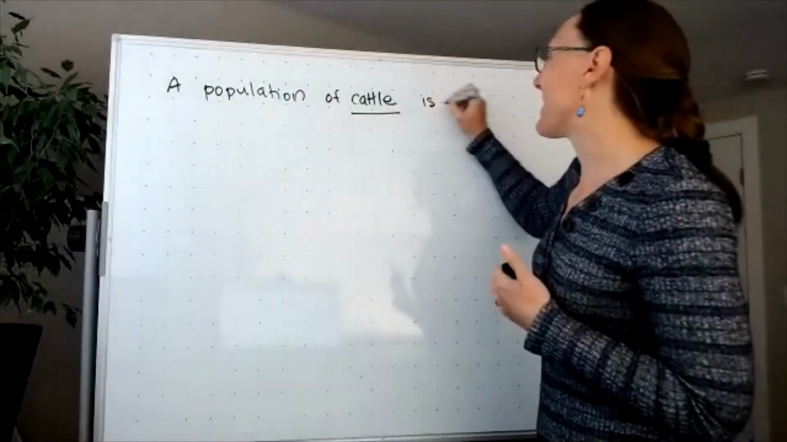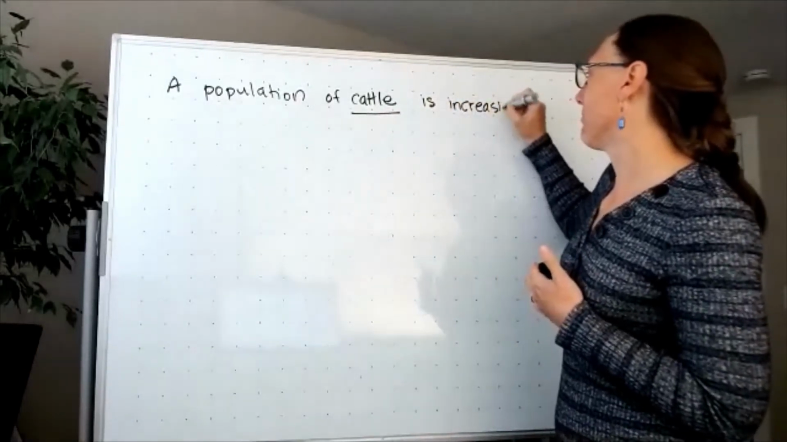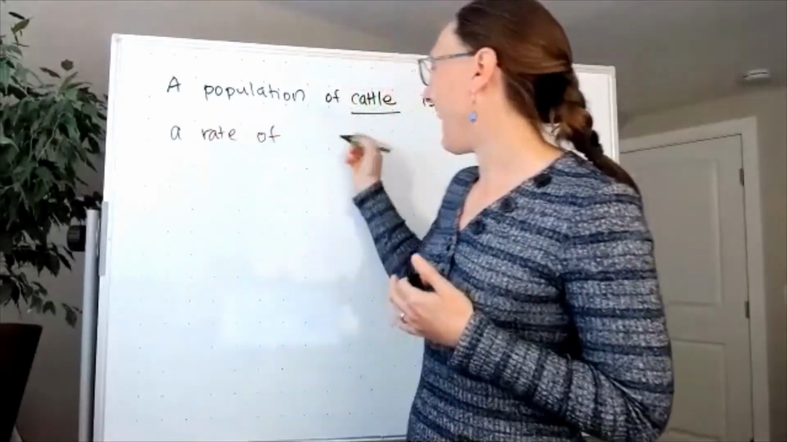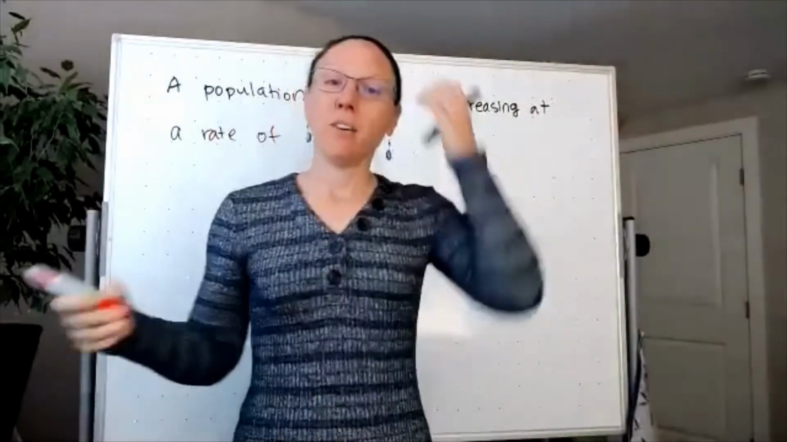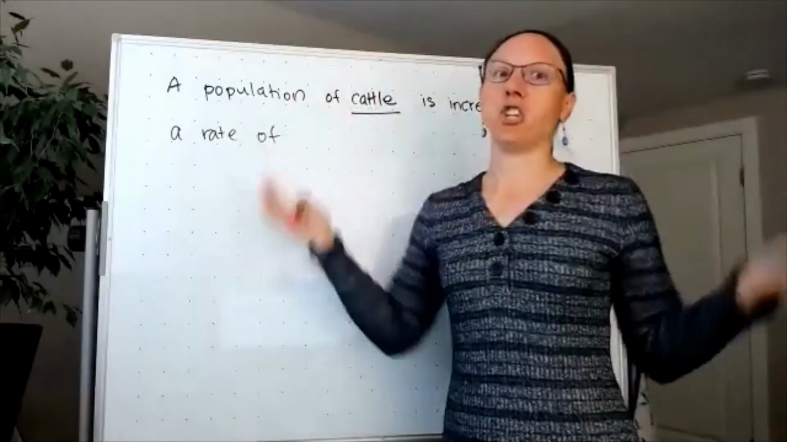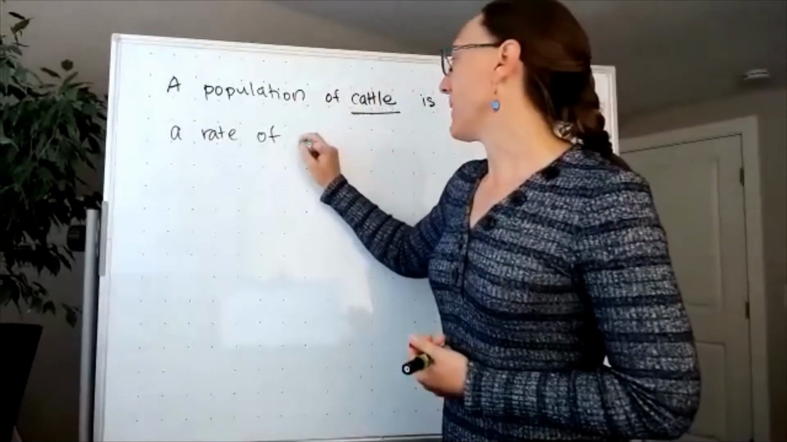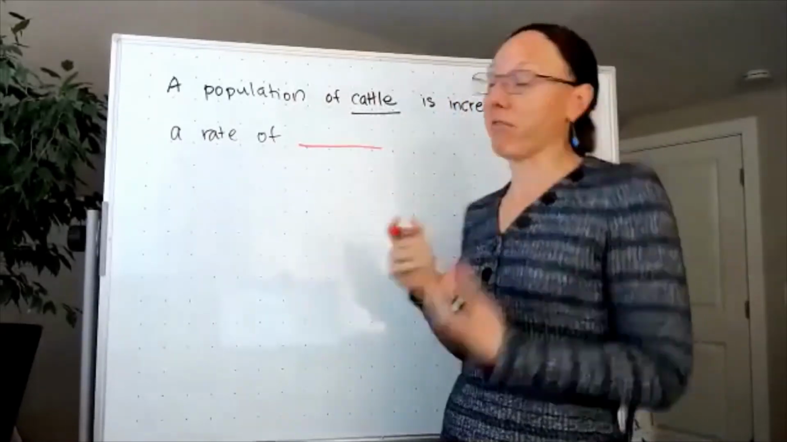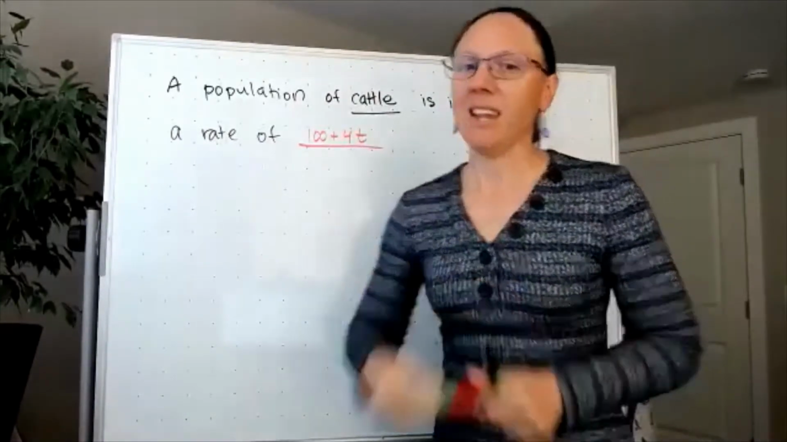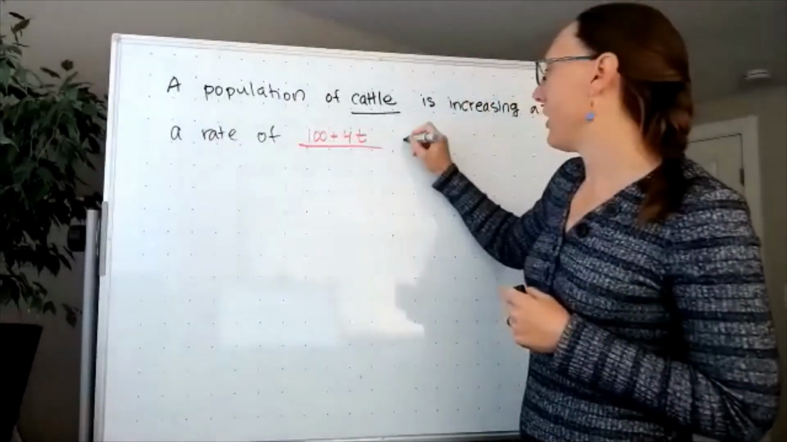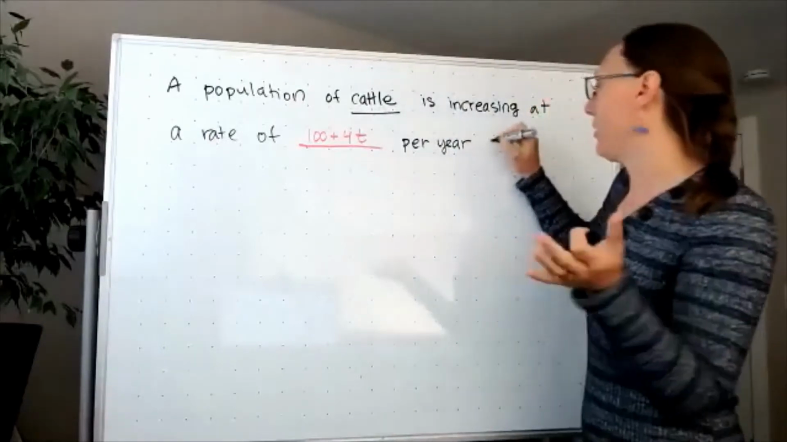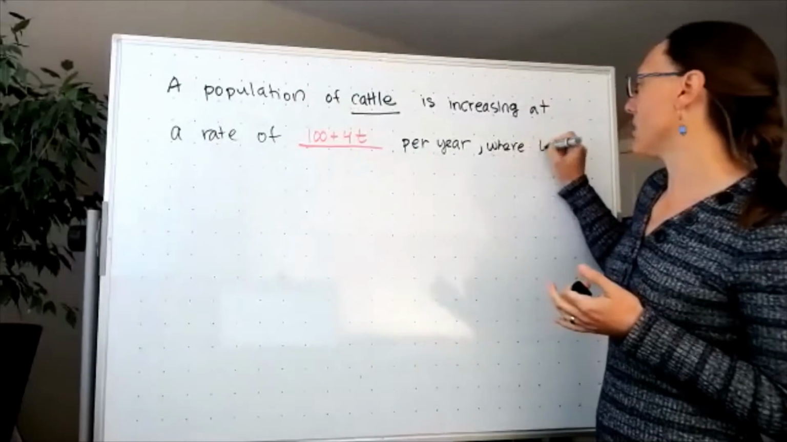And what we're told is that it's increasing at a rate of, and again, this is a place where for this particular problem, people are going to have different functions. But if I just think about this as a general framework, then we're given some kind of function in here. So my function says 100 plus 4t per year, where t is in years.